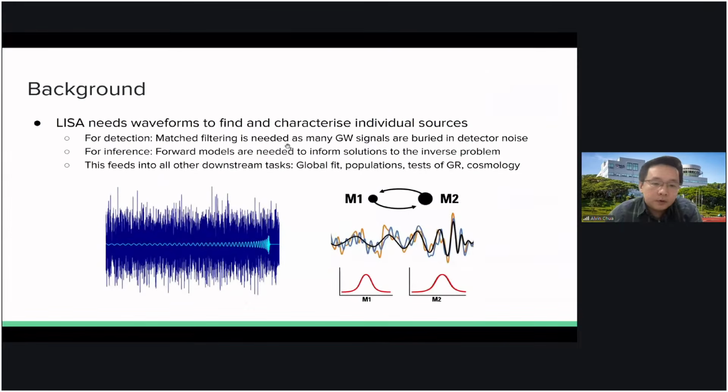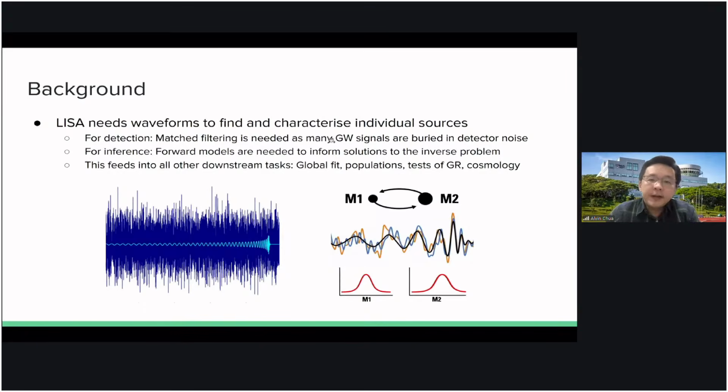As you all know, from the first 2 days of the symposium, LISA is a space mission to observe the millihertz band of the gravitational wave sky. And this contains signals from a huge population of astrophysical sources. So in order to find and characterize any individual source in the data, LISA will need waveforms. These are essentially our predictions of the potential signals that we hope to observe.